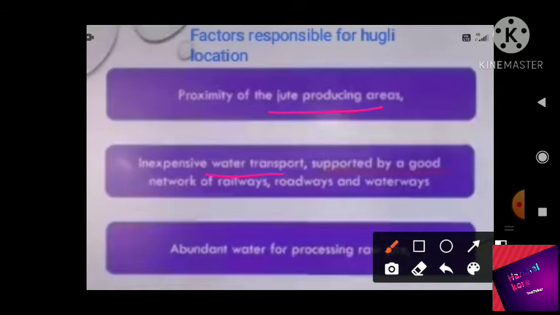Inexpensive water transport supported by a good network of railways, roadways and waterways. This is also inexpensive transportation. One of the important factors responsible for the Hooghly location is inexpensive water transport, railways, roadways and waterways. We know that West Bengal is located near the ocean, the Bay of Bengal, so most of the transportation is by waterways. It is very inexpensive, very cheap. So this is one of the crucial factors.